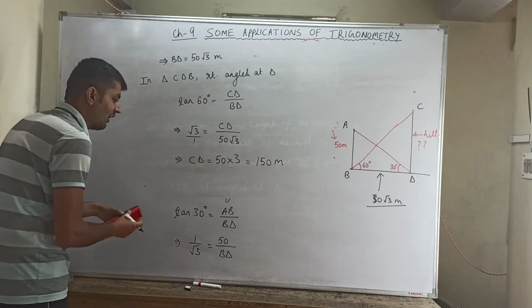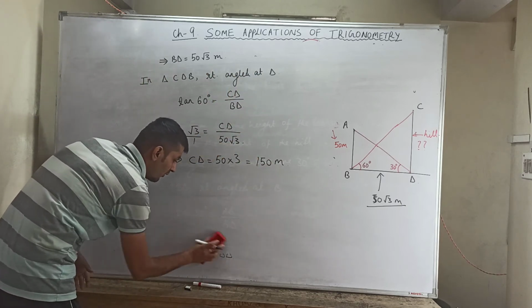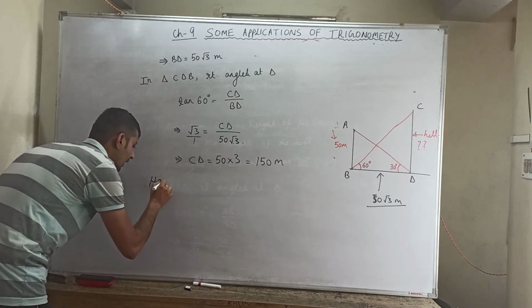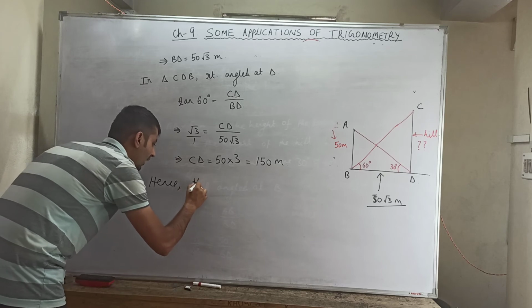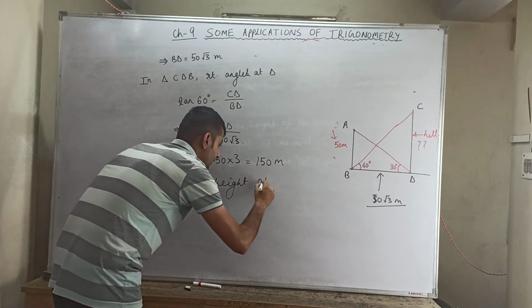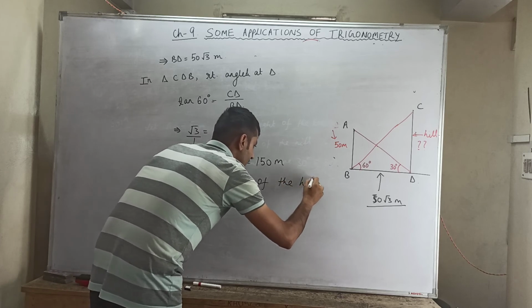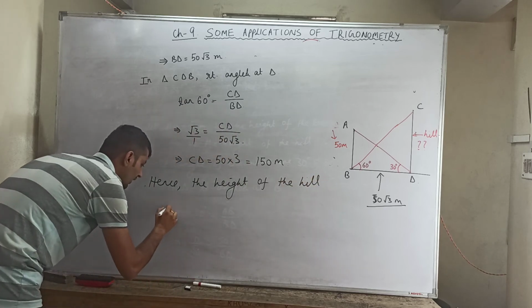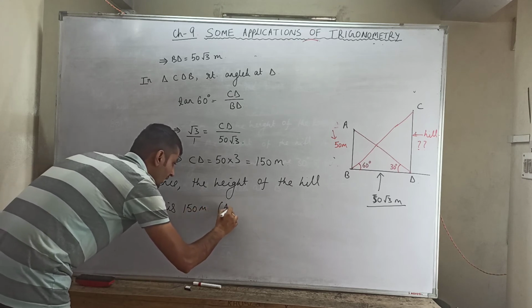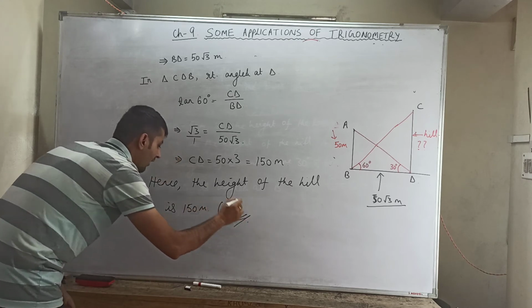So, you can write down the conclusion. Let us write down the conclusion. Hence, the height of the hill is 150 meter. And that is the required answer.